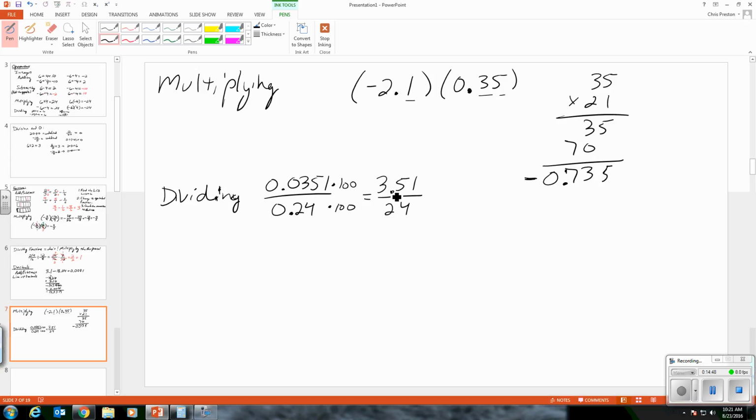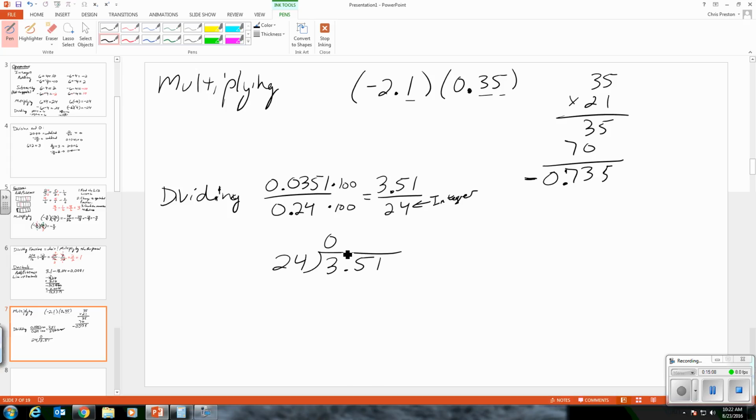In order to divide decimals, your divisor needs to be an integer. So if it's not, you need to move the decimal the same number of places on the top and bottom to make the bottom an integer. The top does not need to be an integer, but the bottom does. And then you're just going to divide that. And I'm going to do long division here.